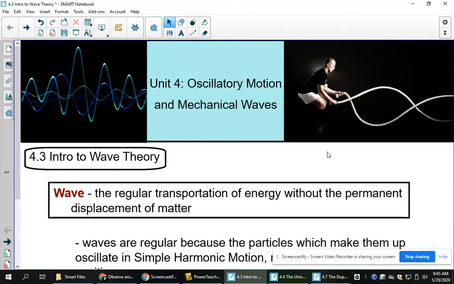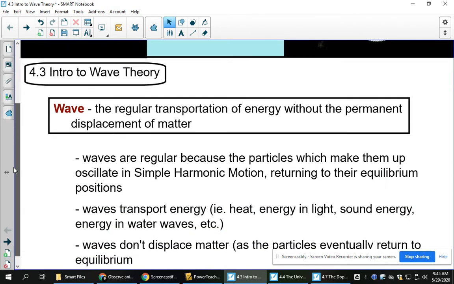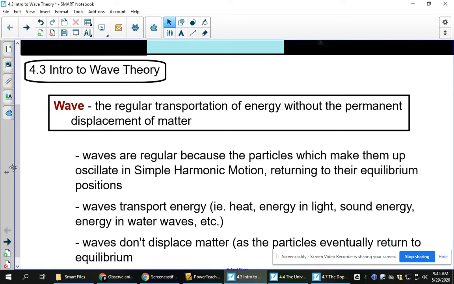Hi guys, today's lesson is the first one we're going to do in Unit 4. So Unit 4 is all about oscillatory motion, so things that oscillate back and forth, and mechanical waves. And we're going to jump right into wave theory today. So a wave, by definition, is the regular transportation of energy without the permanent displacement of matter.